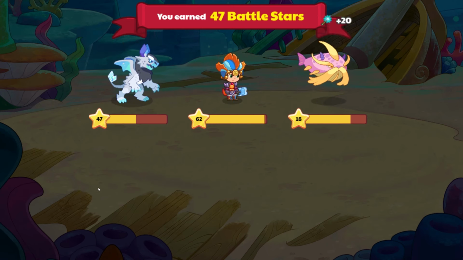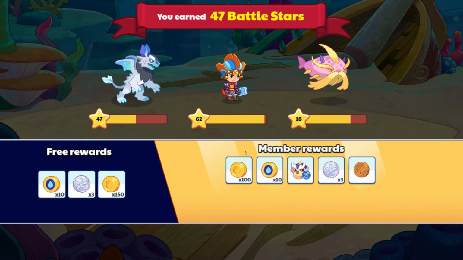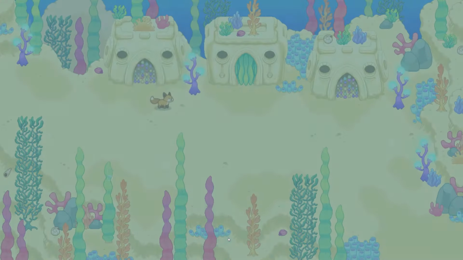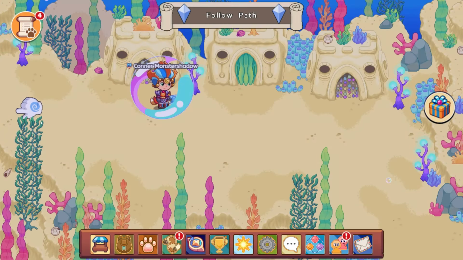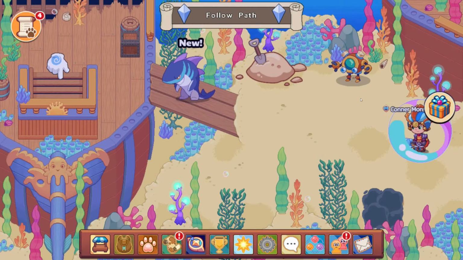All right. We have a Frost Spear learned now. Fantastic. Let's get all rewards. All right, coming on over here. And look at that. Crookfang.